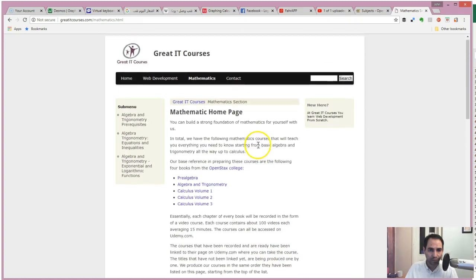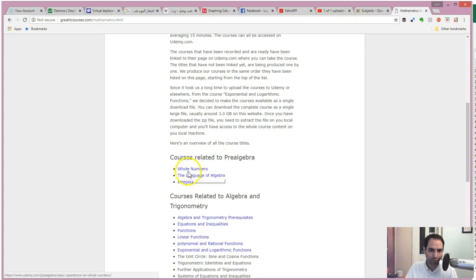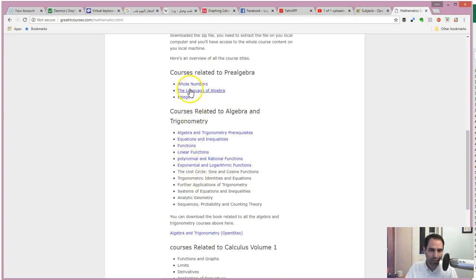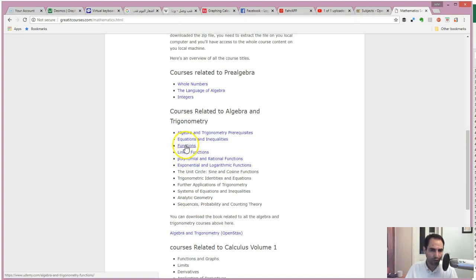So basically, if you want to learn mathematics completely, of course you have to start from here and then build a good foundation of mathematics and go all the way up to calculus. Or if you feel that you know enough about functions or any of these courses over here, you can simply skip them and go forward as you wish. So that is about the roadmap.